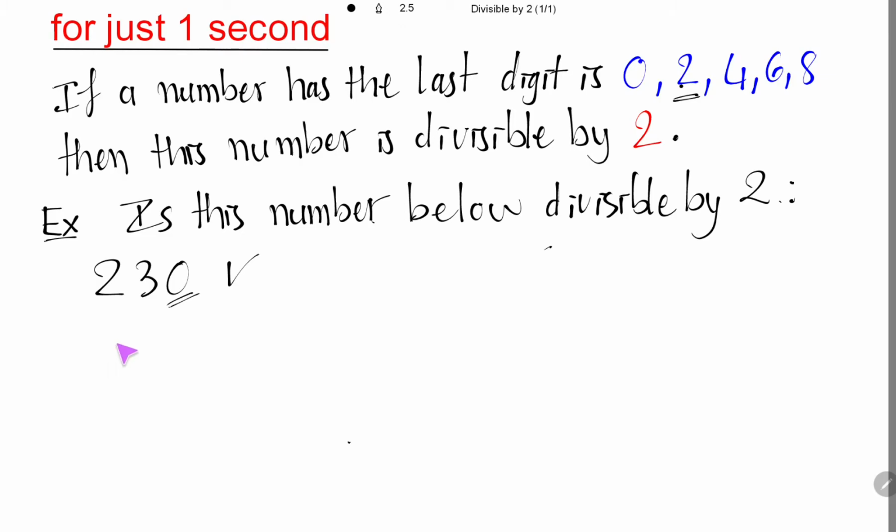Another example. 1482. Is this number divisible by 2? Yes, because the last digit is number 2.